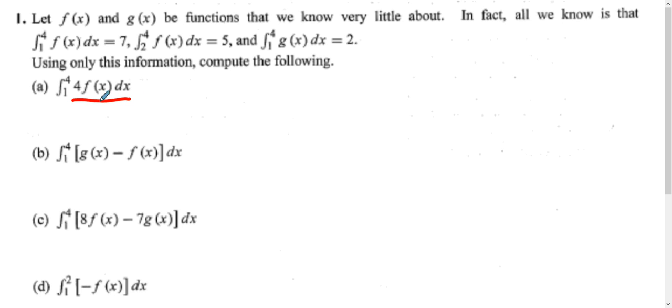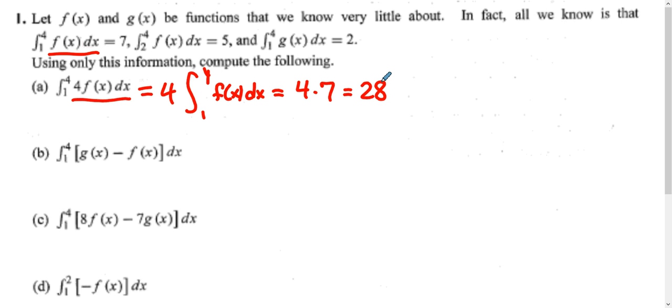So what if we take the function f of x and then multiply it by 4? Well, that takes all of the heights of all of the rectangles and makes them 4 times as large. So this is the same as 4 times the integral from 1 to 4 of f of x dx. That's 4 times 7, and that's 28.